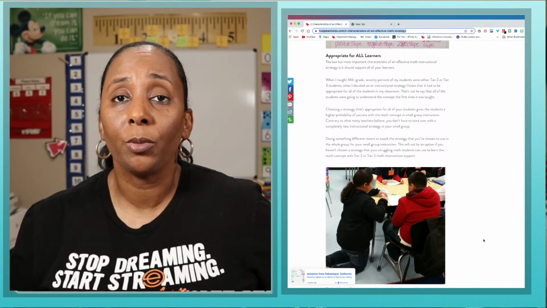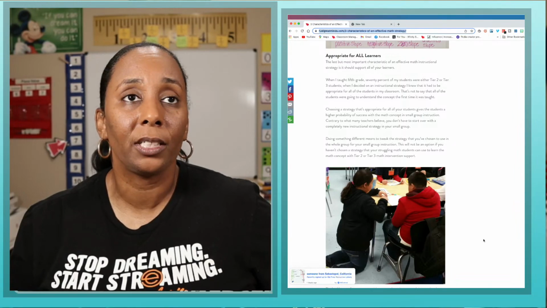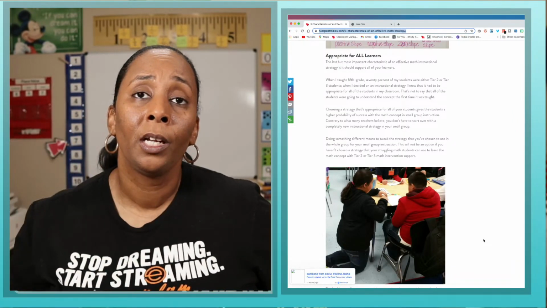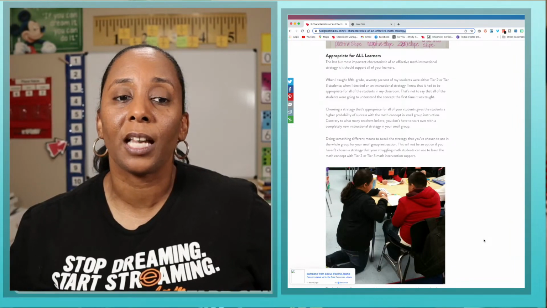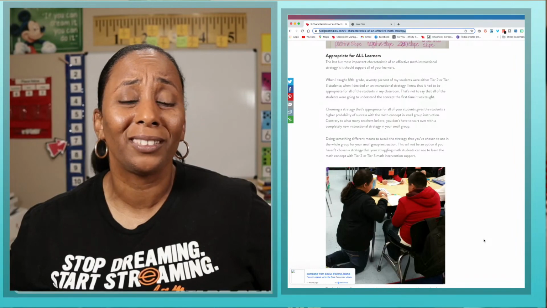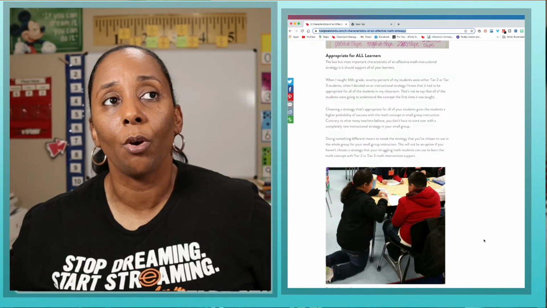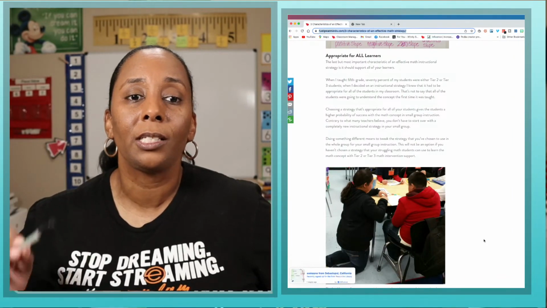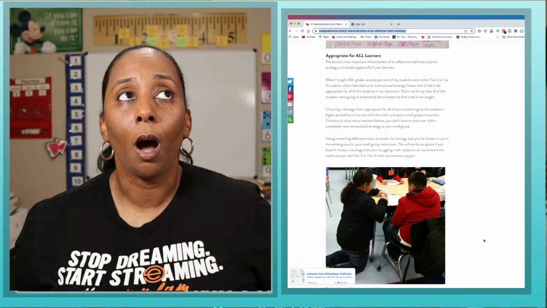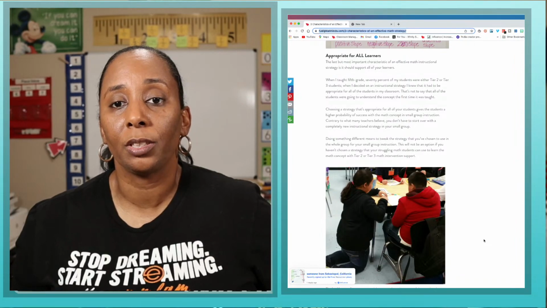For that rounding rule or that rounding trick does not work for decimals all the time, especially when you're rounding to the nearest thousandth. It does not always work. And then you're talking about mixed numbers. That's a whole other issue. So when you do those things, that is not appropriate for all of your learners. It's just not.